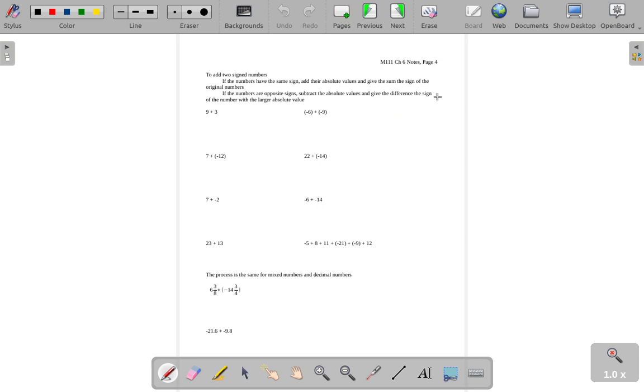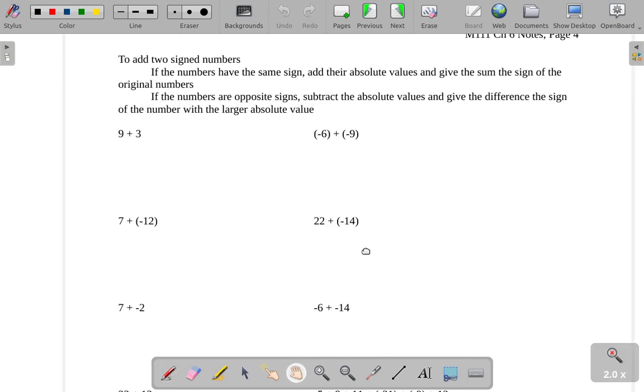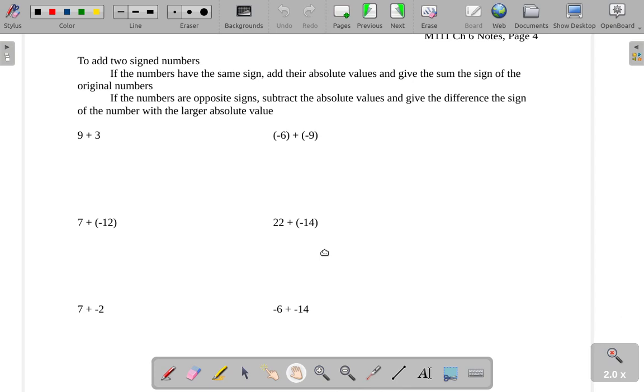Alright, so where I'm going to be using this is when we're adding two signed numbers. I'm actually going to be using that absolute value. So we boil down the rules for addition of signed numbers, allowing positive or negative numbers in there. If they have the same sign, we add their absolute values and keep the sign of the original numbers. So if they're both positive, we add them together and keep them positive. So 9 plus 3 is 12.